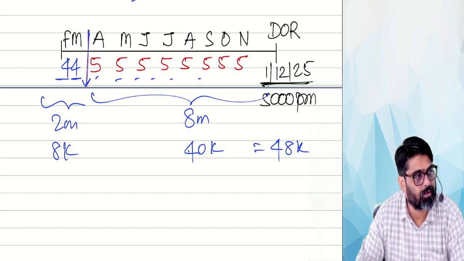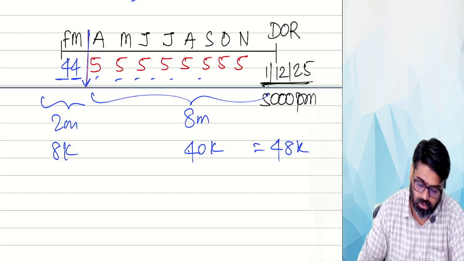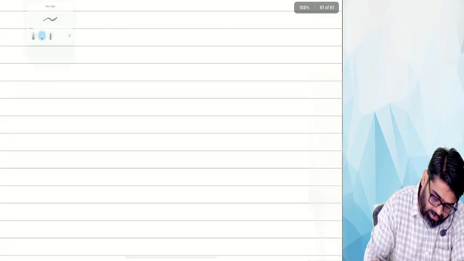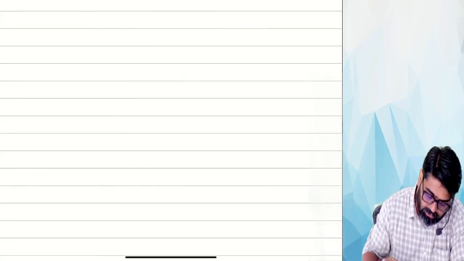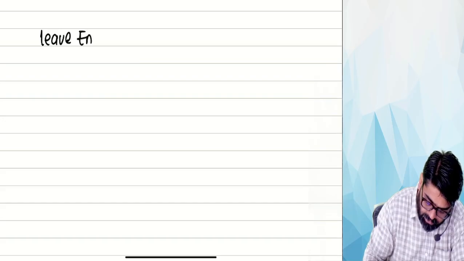You understand this? The majority of you committed a mistake. Understood? They are telling you to calculate the leave encashment exemption and the taxable amount also. So what are you going to say? Leave encashment, or leave salary, you can say.